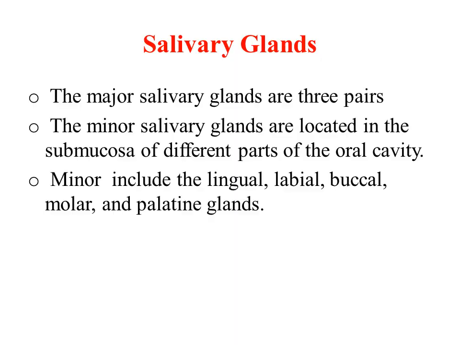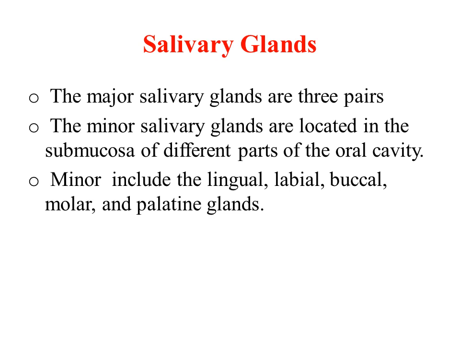Salivary glands are divided into two groups. We have major salivary glands, and there are three in pairs, and we have minor salivary glands. Major salivary glands are the parotid gland, the submandibular gland, and the sublingual gland, each in pairs.